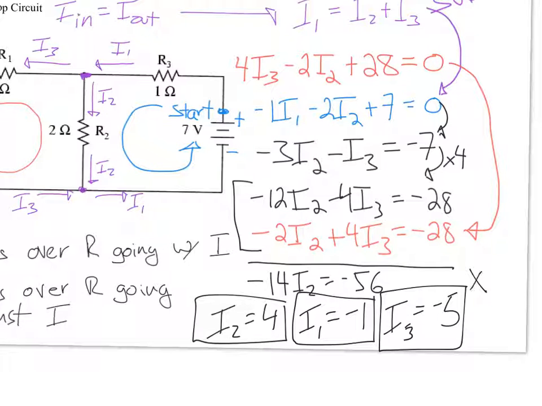And for those two problems, the negative flows opposite. So that means that I1 should actually be flowing to the right, and I3 should actually be flowing to the right as well. So these problems will work out no matter which way you choose your initial current flows. Just be aware, if you get negatives, it means it's the opposite direction than you may have originally indicated.